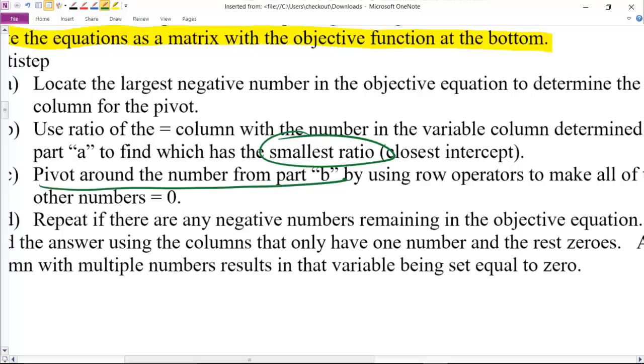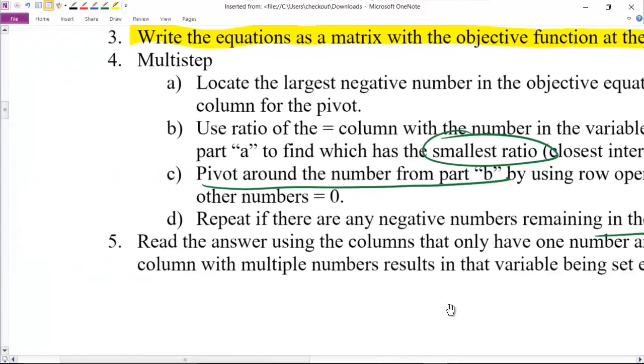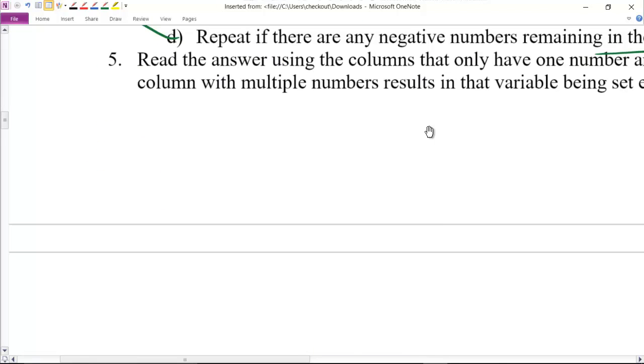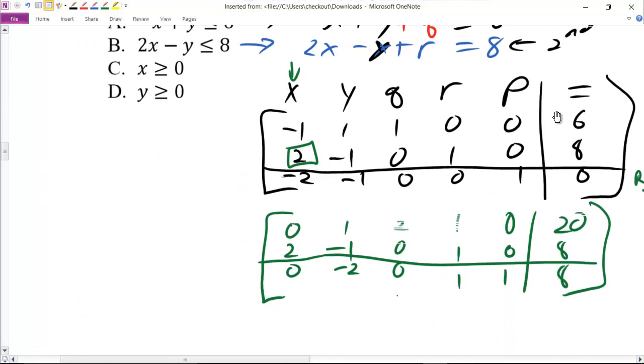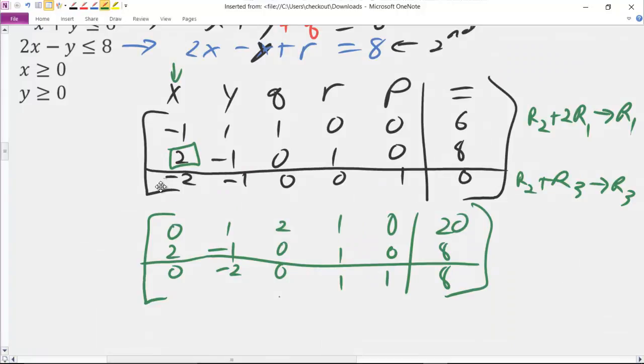So that's when we boxed the number 2 and found the numbers above and below. Now we repeat. If there are still negative numbers in our objective equation, do it again. Locate the largest negative number. Just like on the first step: step 1, find the largest negative number. Then find the ratio in that column. Then box the number that has the smallest positive ratio. Then pivot off of that. Get zeros above and below. Now rinse and repeat.